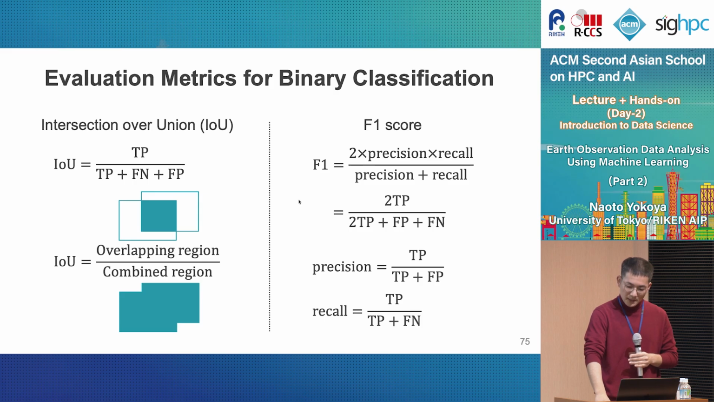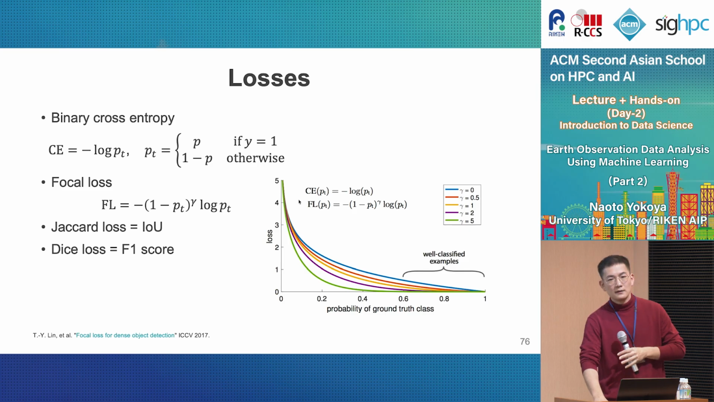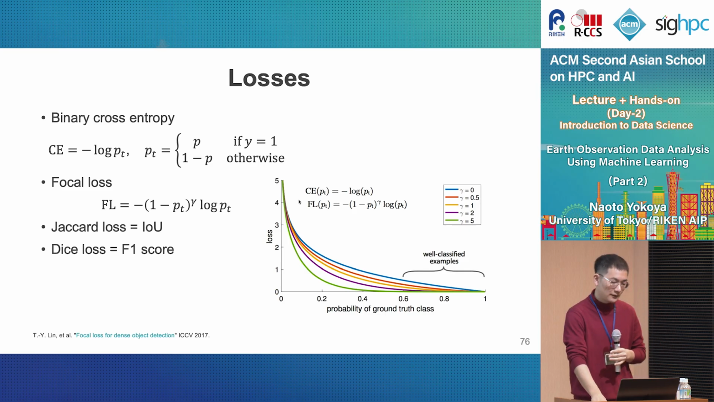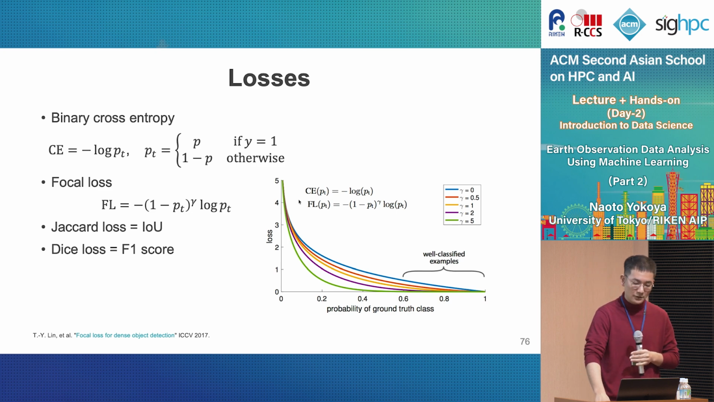And due to time limit, let me skip the next one. But yeah, cross entropy, some people say, oh, it's putting too much penalty for a good prediction. So there are some other options like focal loss, or if segmentation is the target, we can use such a metric as the loss function.